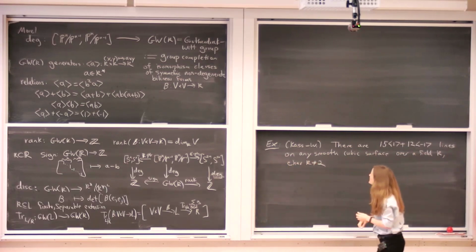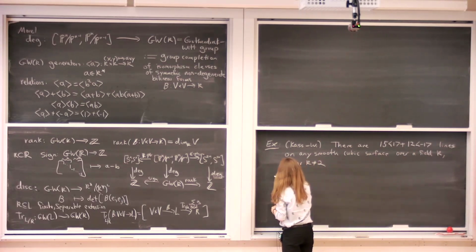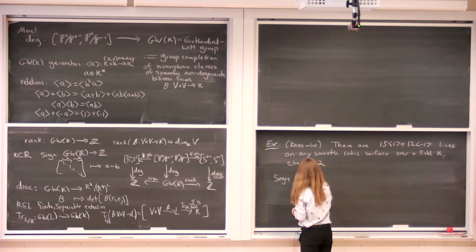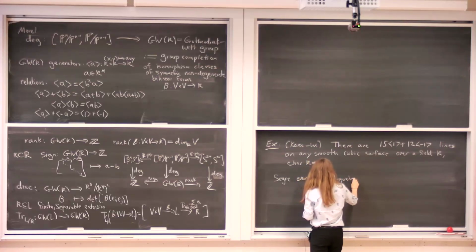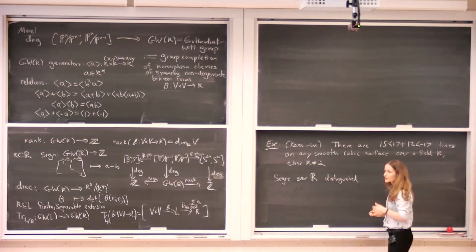What this means more precisely is the following. So Segre distinguished over R between hyperbolic and elliptic lines on a cubic surface.